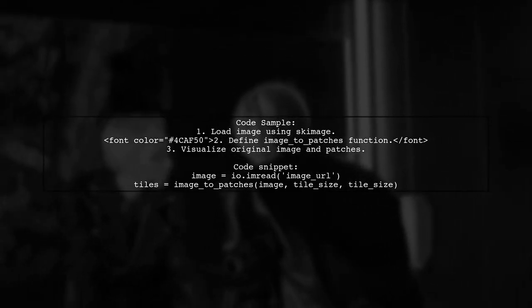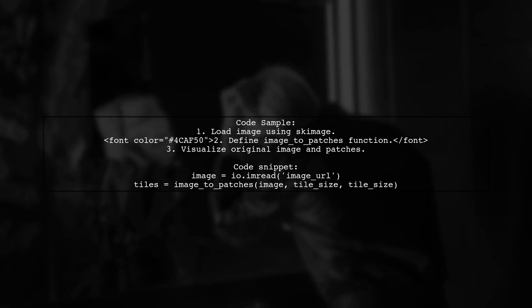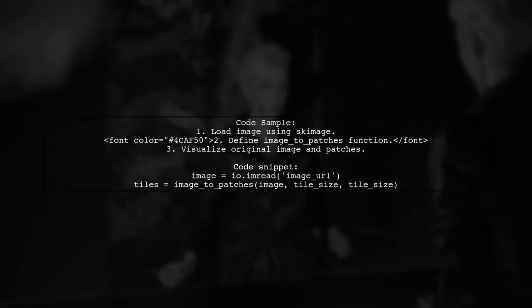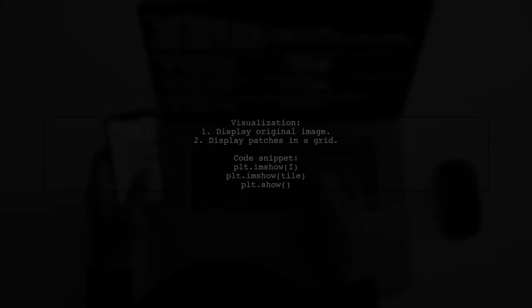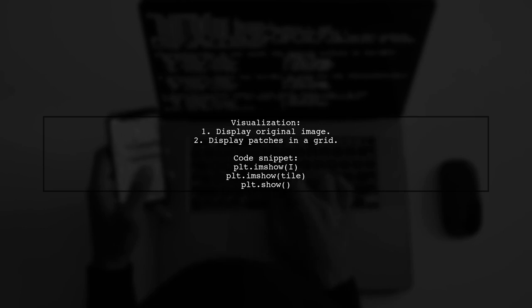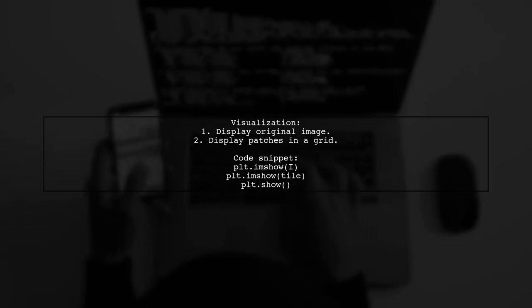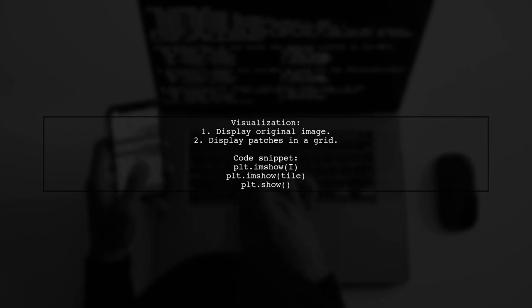Here's a code sample that demonstrates how to extract patches from an image and visualize both the original image and the patches. The code also includes visualization using matplotlib, showing the original image and its corresponding patches side by side.